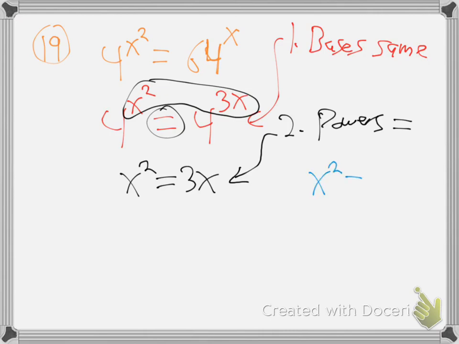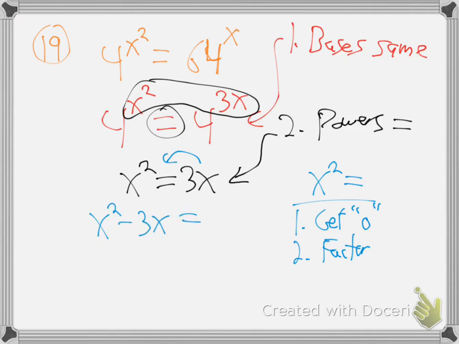So whenever you see x squared, let me write it out again. Get a 0 and factor. That's always the game plan. Whenever you see x squared, it's going to come up throughout the whole semester all the time. Same thing in calculus. Just get a 0. So we'll get x squared minus 3x equals 0.